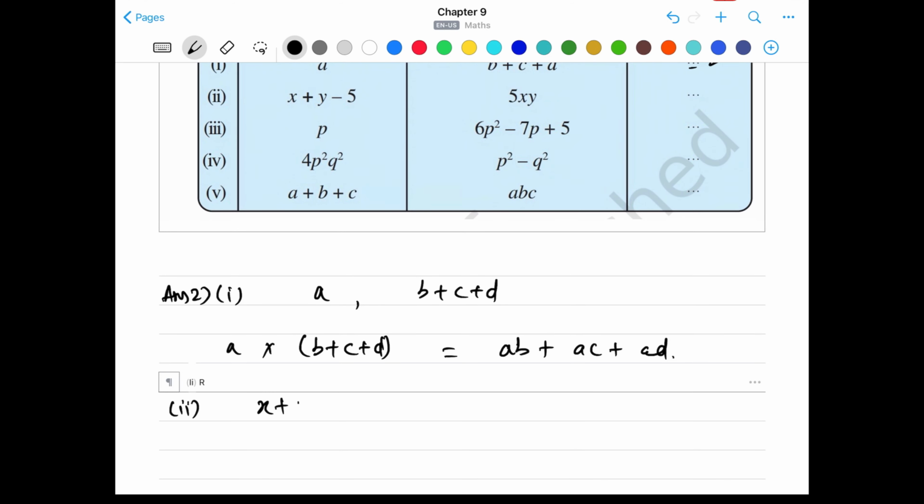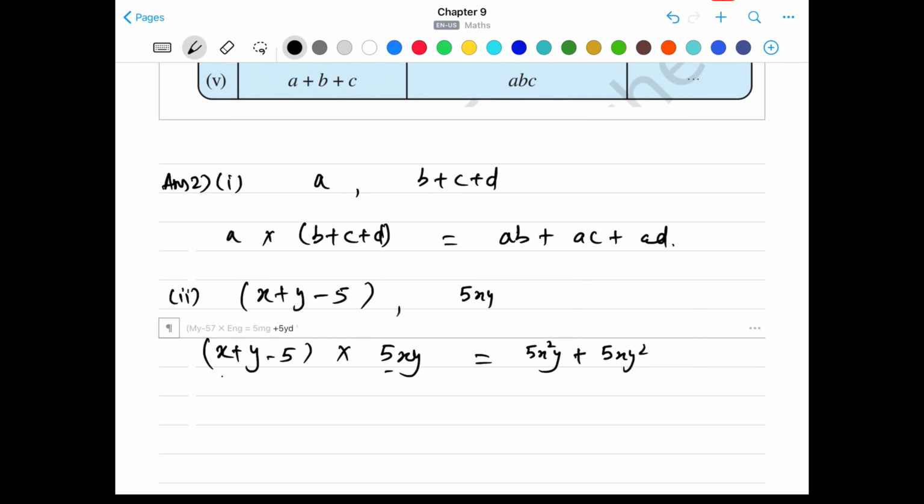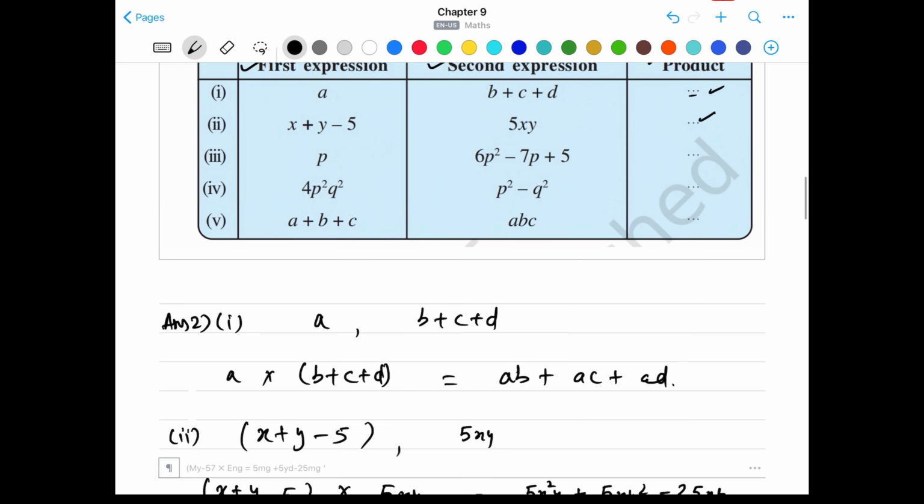Next one is x plus y minus 5, which is the first expression. We have to multiply this by 5xy. So let's write them in the multiplication form, that is x plus y minus 5 multiplied by 5xy. Let's multiply this monomial to all three terms of this trinomial. So 5xy into x will result in 5x square y, and 5xy into y will result in plus 5xy square. And 5xy into minus 5 will result in minus 25xy. So it should be written here.